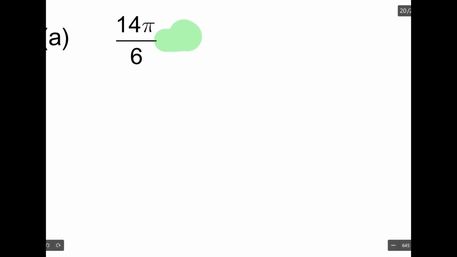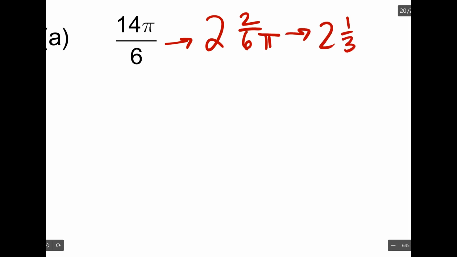Ready? Let's figure out what this is as a mixed fraction. So how many times can 6 go into 14? Twice. How much is the remainder? 2. 2 sixths times pi. Oh wait, can I say 2 and a third pi?